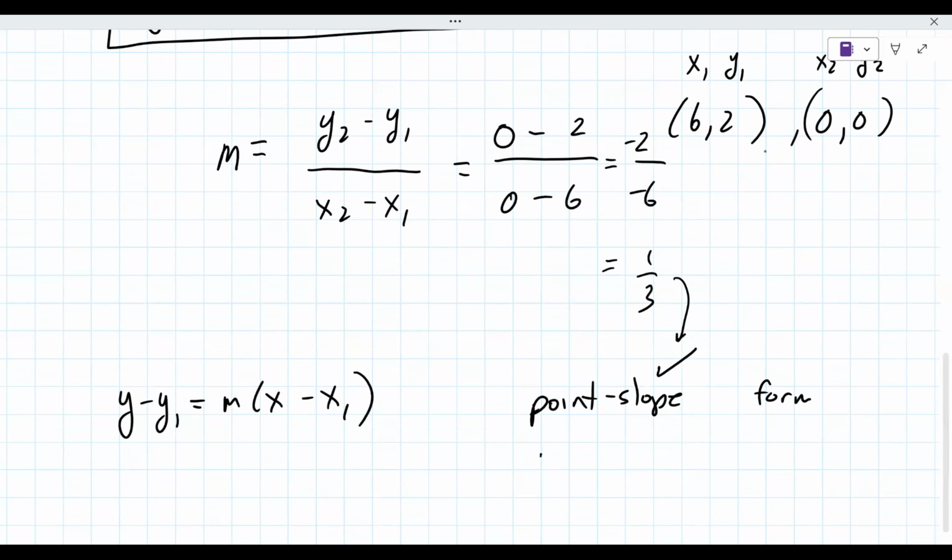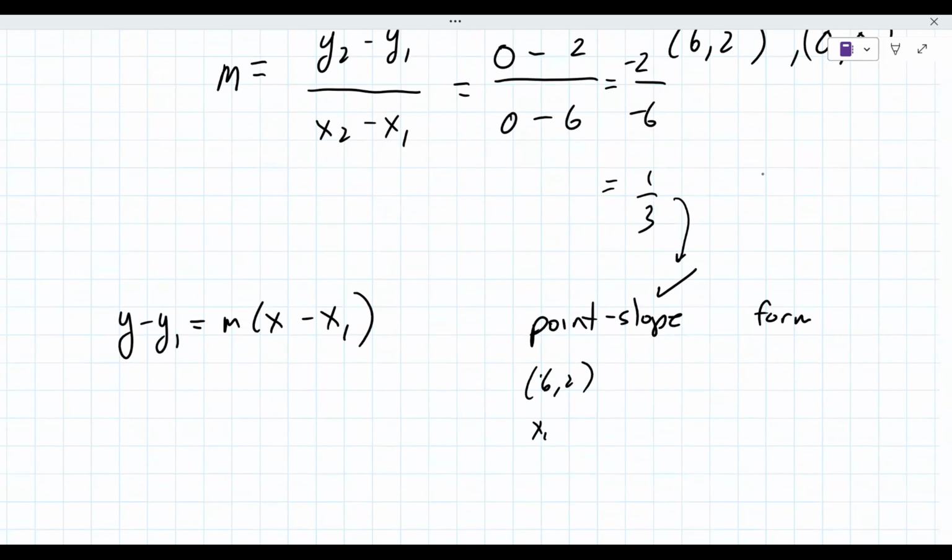So let's say you pick the point 6, 2. This is now your x1 and your y1. Y minus 2 equals, your slope is 1/3, x minus 6.